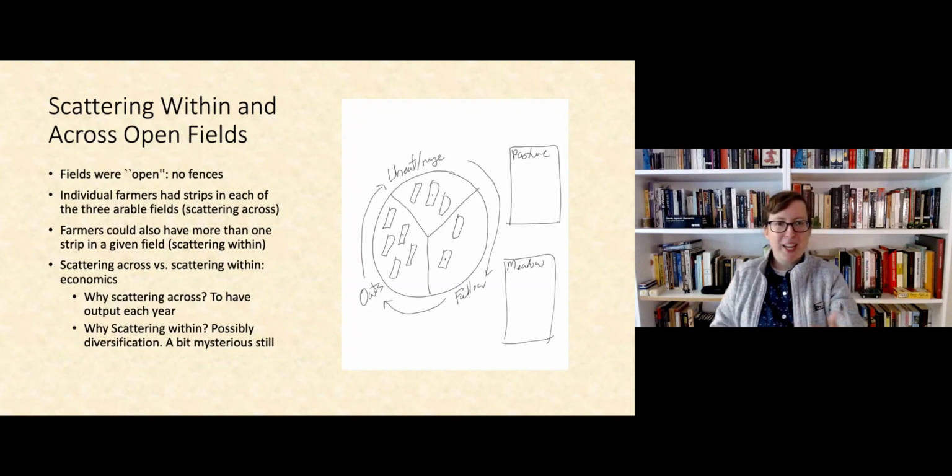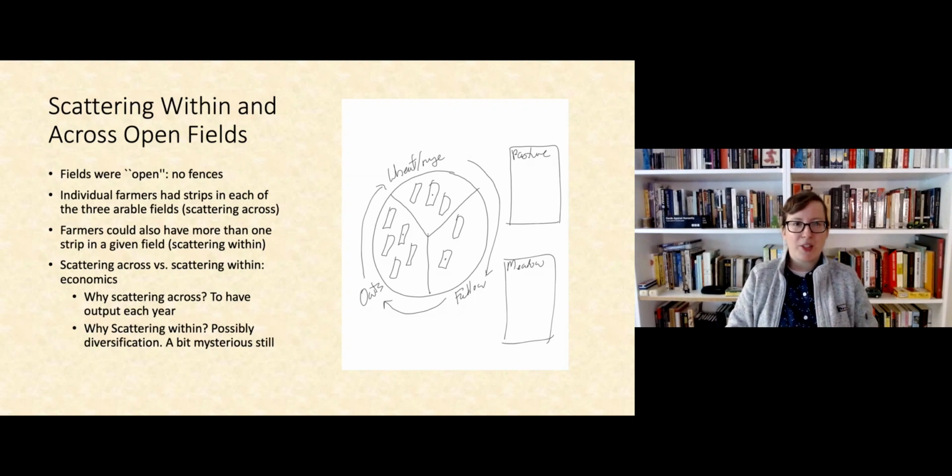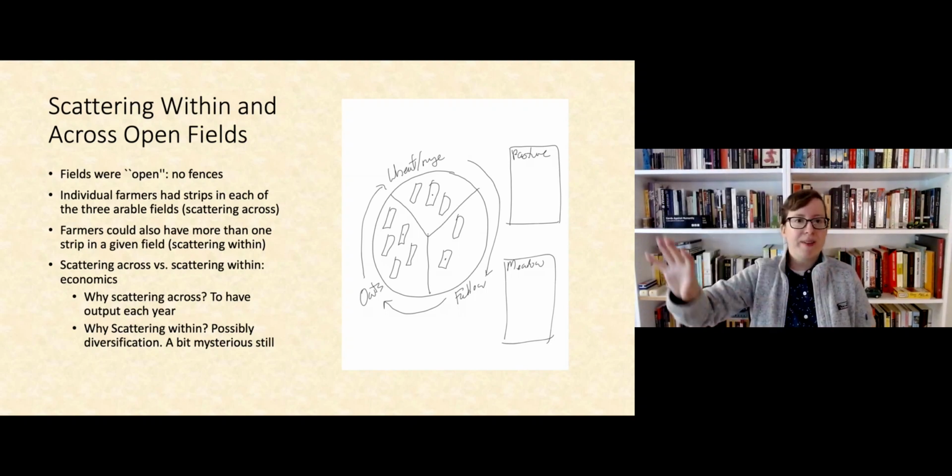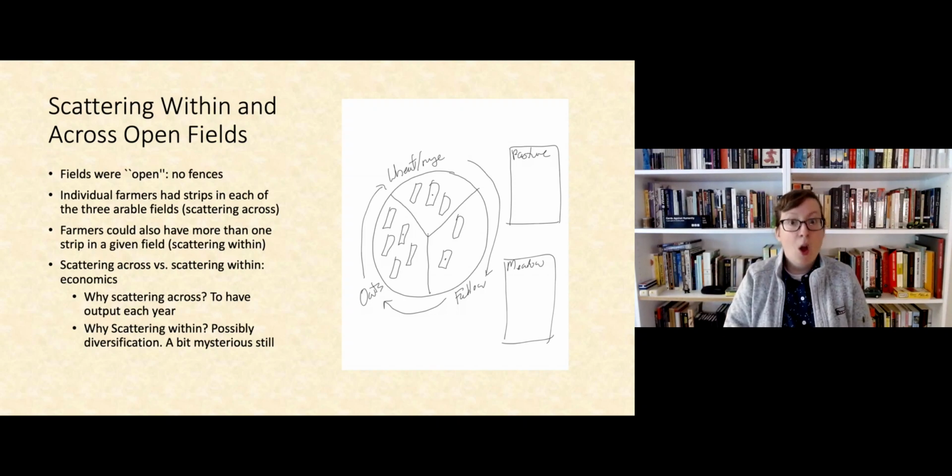Okay, so given that explanation of the way the open fields worked, I want to talk to you about this really fascinating concept of what's going on inside of here. I talked about how me as a farmer, I would have for sure a strip in each of these big open fields. There are no fences among these open fields, okay? But what's kind of interesting is that there's different kinds of scattering. So a farmer having strips in each of the 3 open fields is called scattering across. But farmers could also have more than one strip within a given field. That's called scattering within. It's interesting as an economic puzzle to think about why there would be both scattering across and scattering within.